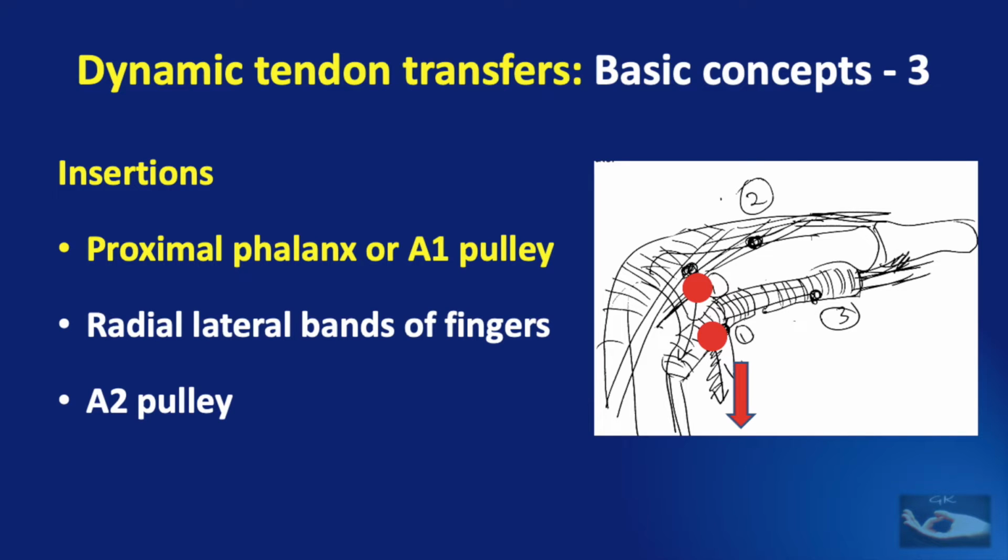at the metacarpophalangeal joint. When the insertion is in the radial lateral bands of the fingers, along with flexion of the metacarpophalangeal joint, extension of the interphalangeal joints is also achieved. When the insertion is on the A2 pulley, very powerful flexion of the metacarpophalangeal joint can be achieved.